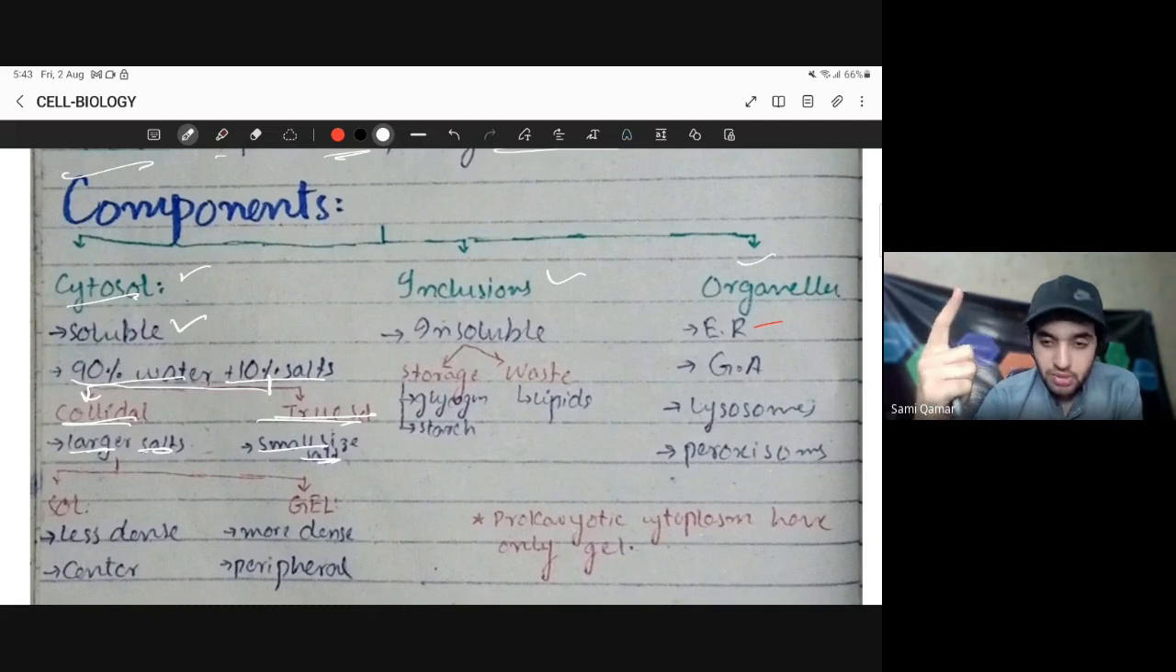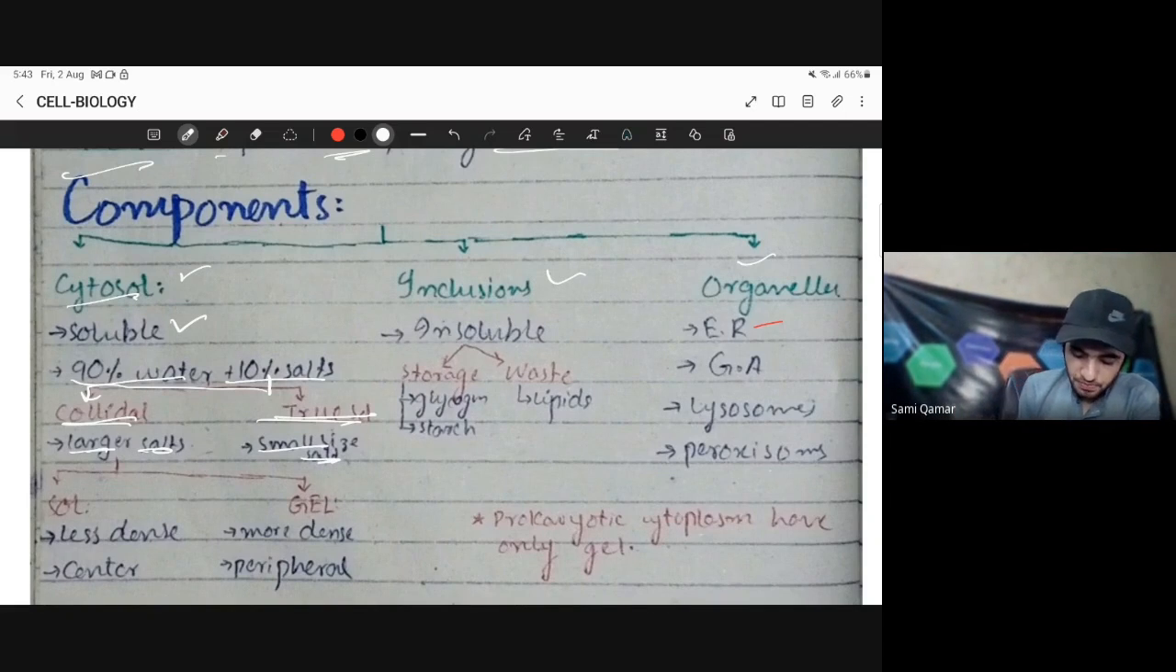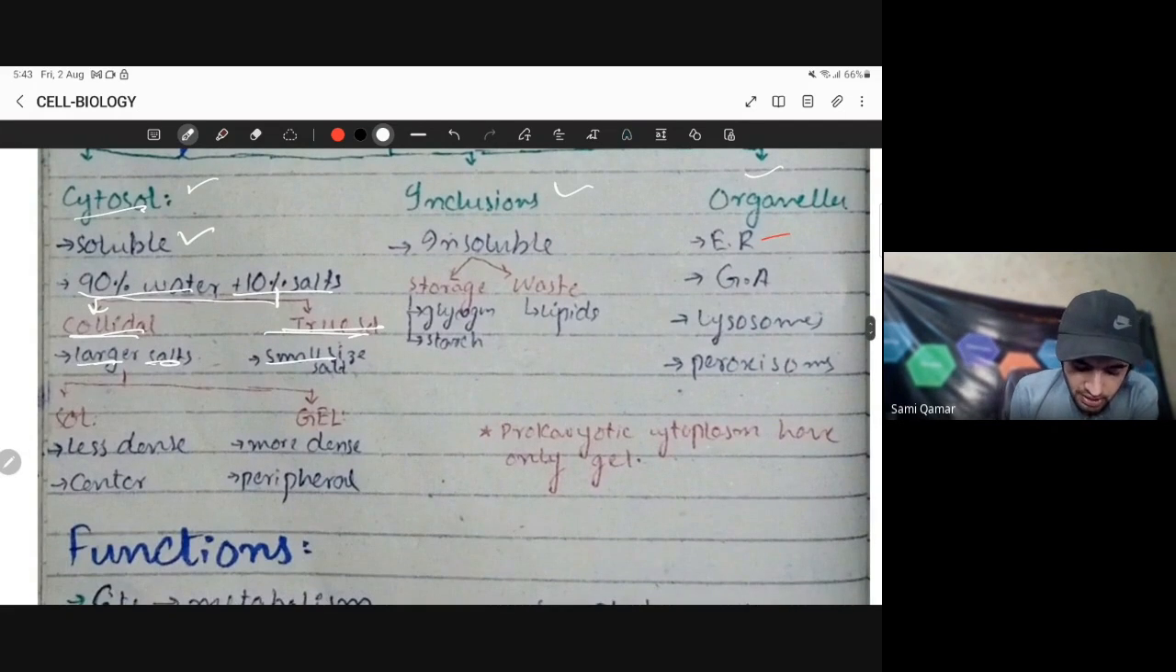Colloids are in the solution chapter included in chemistry, and there are tons of questions from there. We will study molarity and molality. So the colloidal region contains large size salts, and the true sol region contains small size salts. The colloidal region has two further portions, sol and gel.